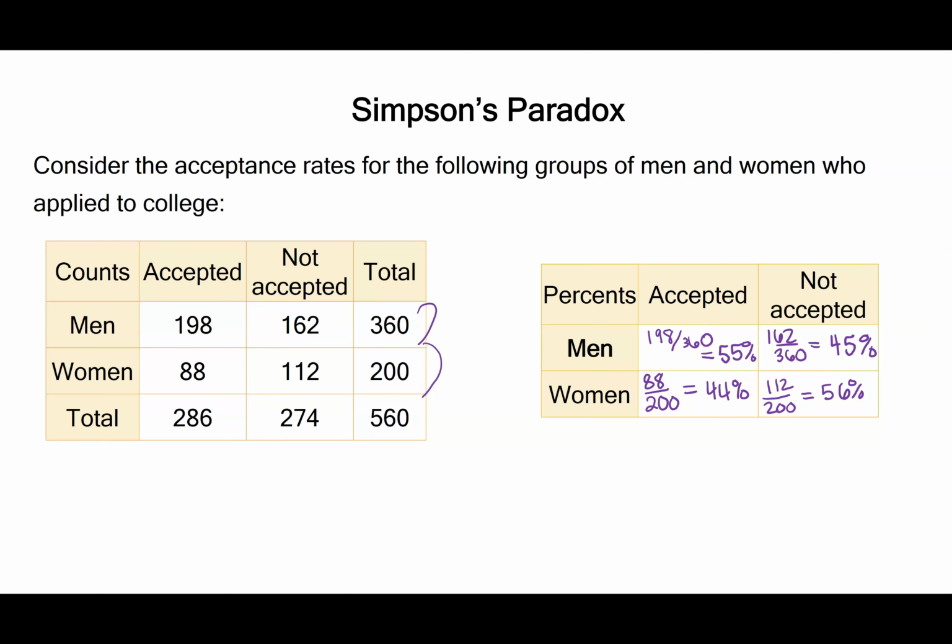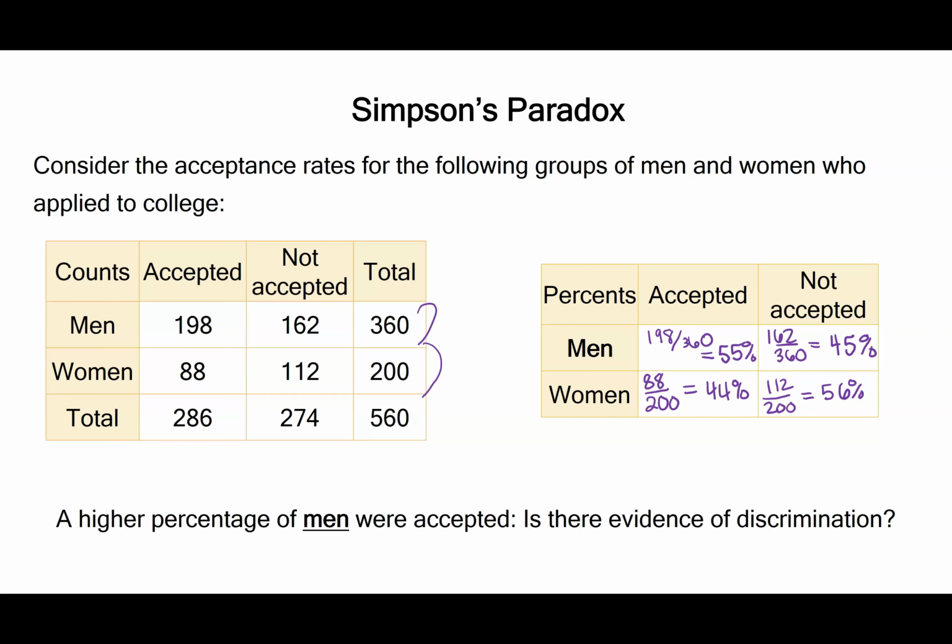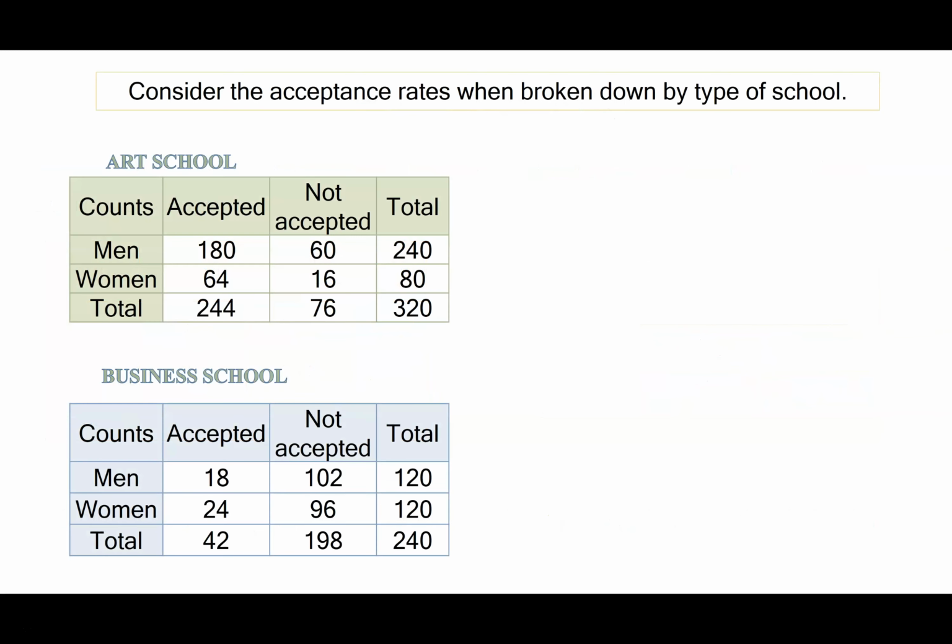So we want to get to this question of, is there evidence of discrimination? Are they accepting women at a lower rate? Because if you just look at it like this, a much higher percentage of men were accepted. So we're going to break it down by the two schools that they applied to. We had folks applying to art school and business school. Most colleges have much more than just those two. Goodness knows we have quite a handful at OSU. But we're just going to stick with art school and business school here.